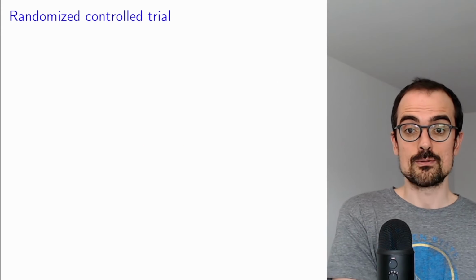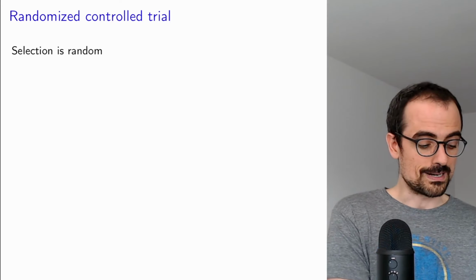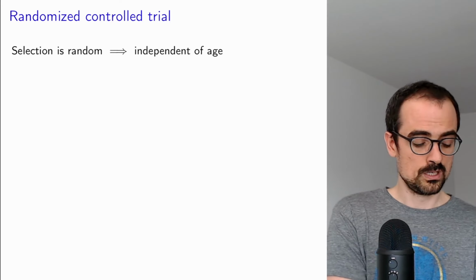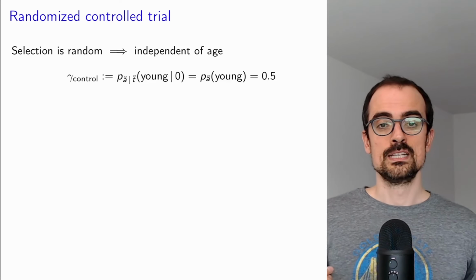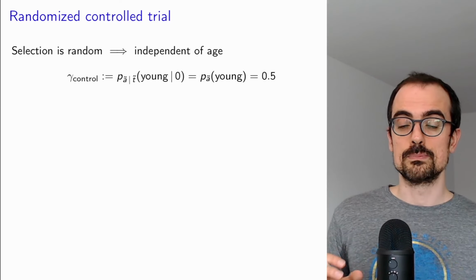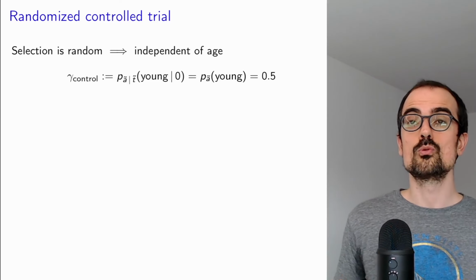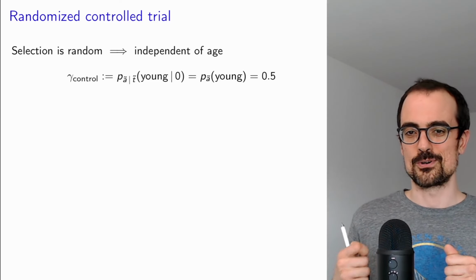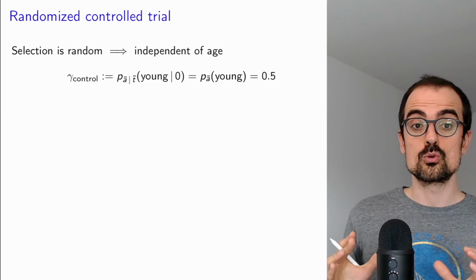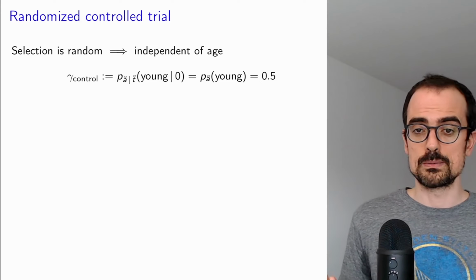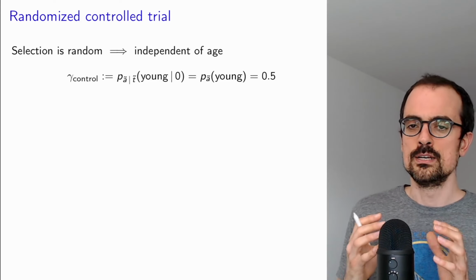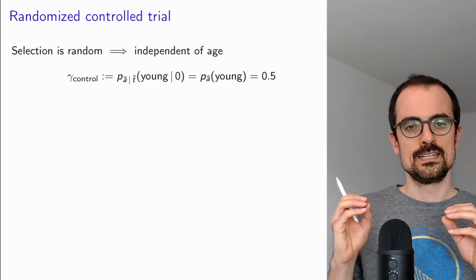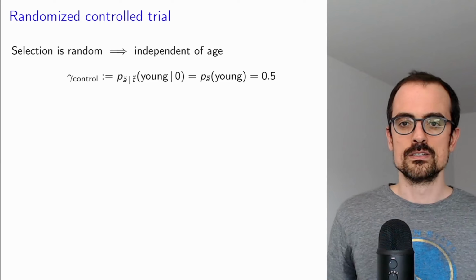If we had done a randomized controlled trial, then automatically, because the selection is random and independent of age, we would have put 50% of young people in the control. So the control, I got that backwards. Let me repeat that. In the control group, 50% of the people would be young because 50% of the people are young in the population. So as long as the sample size is not too small, there's going to be roughly 0.5.